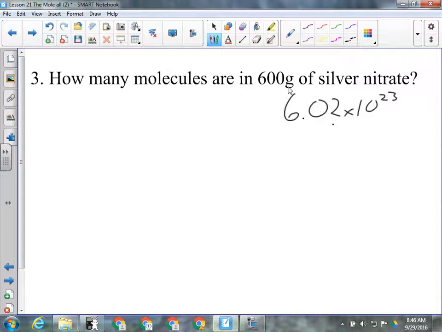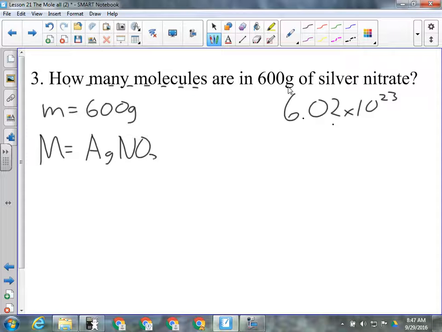Okay, so the question this time is asking how many molecules are in 600 grams of silver nitrate. So what does the question give us? Okay, 600 grams, so it gave us little m, and it told us the material is silver nitrate. This is a -1, that's a +1, so that compound is dropped and swapped correctly.